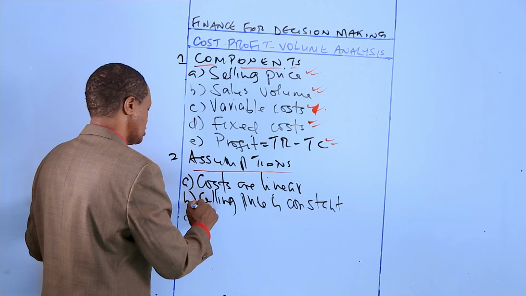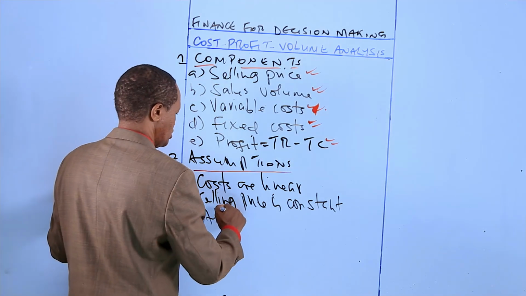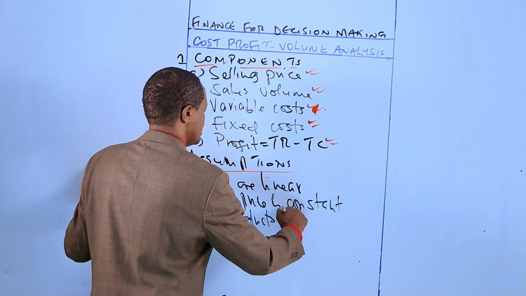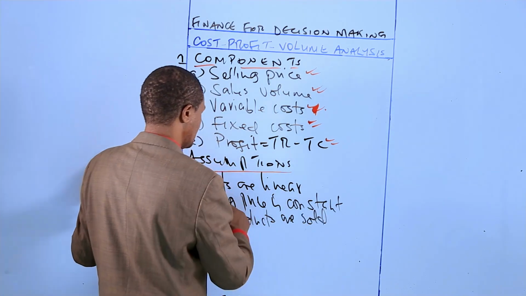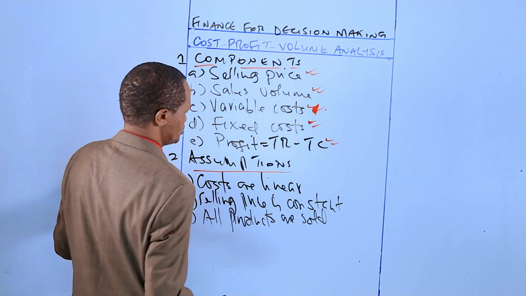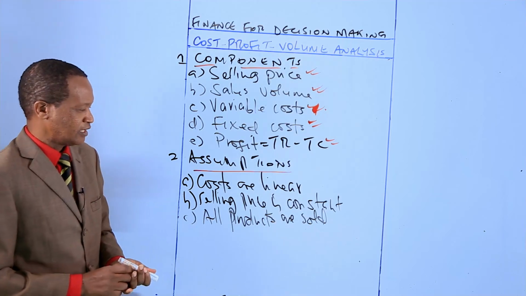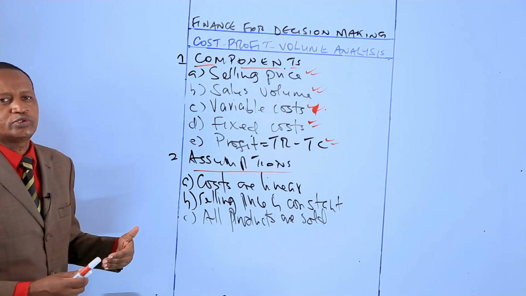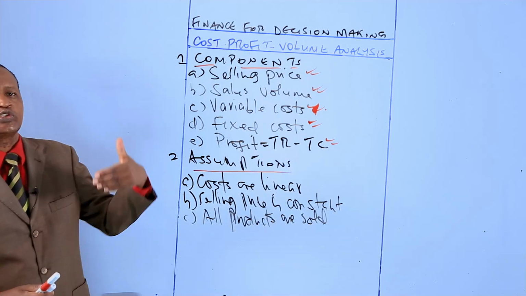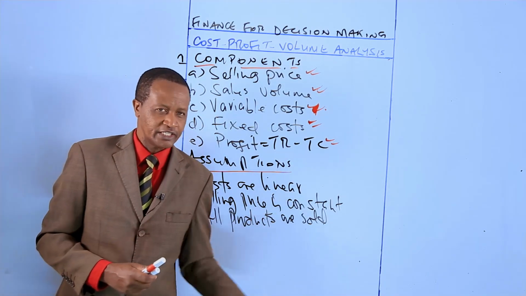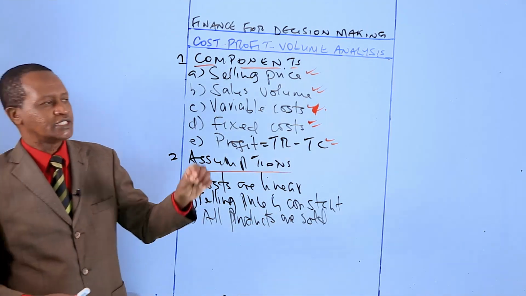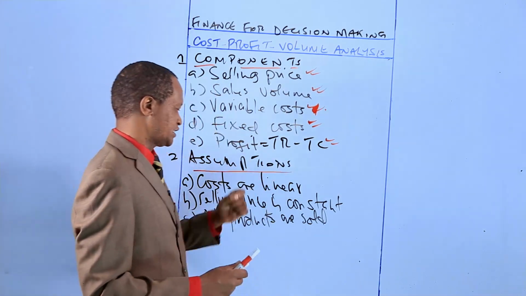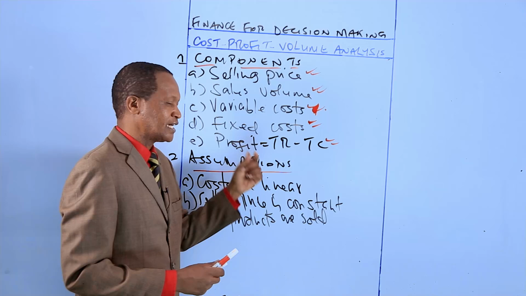Third assumption, all production is sold. All products within that period are sold. When carrying out this analysis, we make the assumption that all the products that are produced in a year or in that period are sold. That means that inventory levels do not change, meaning that production equals sales. All that is produced is sold. That is the assumption. All products are sold.